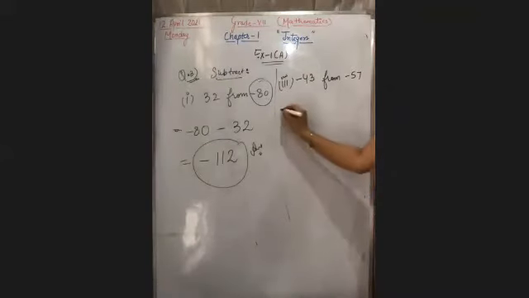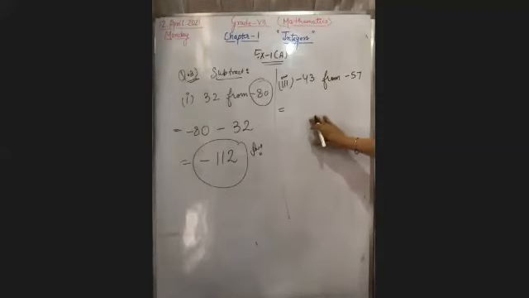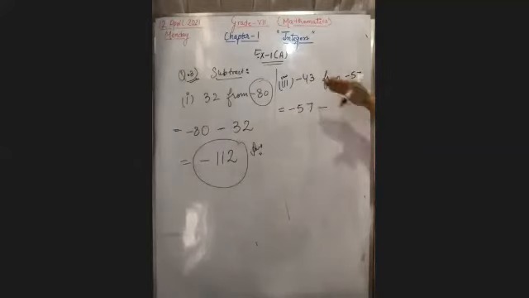Right now, this third part is minus 43 from minus 57. Write down minus 57 here. Write down this value in the beginning. And you have to subtract this value, minus and minus 43.